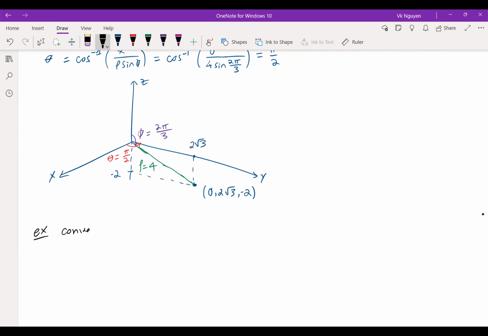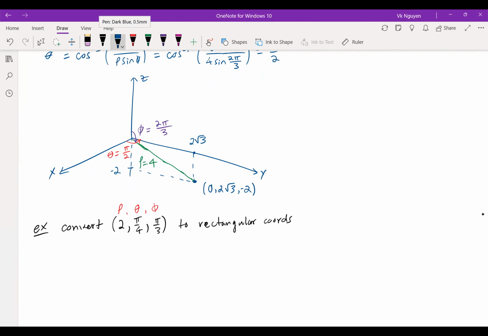Convert (2, pi over 4, pi over 3) to rectangular coordinates. Well, rectangular coordinate x equals rho sine phi cosine theta. So it's 2 sine of pi over 3 cosine of pi over 4. Plug it in, you're going to get √6/2.